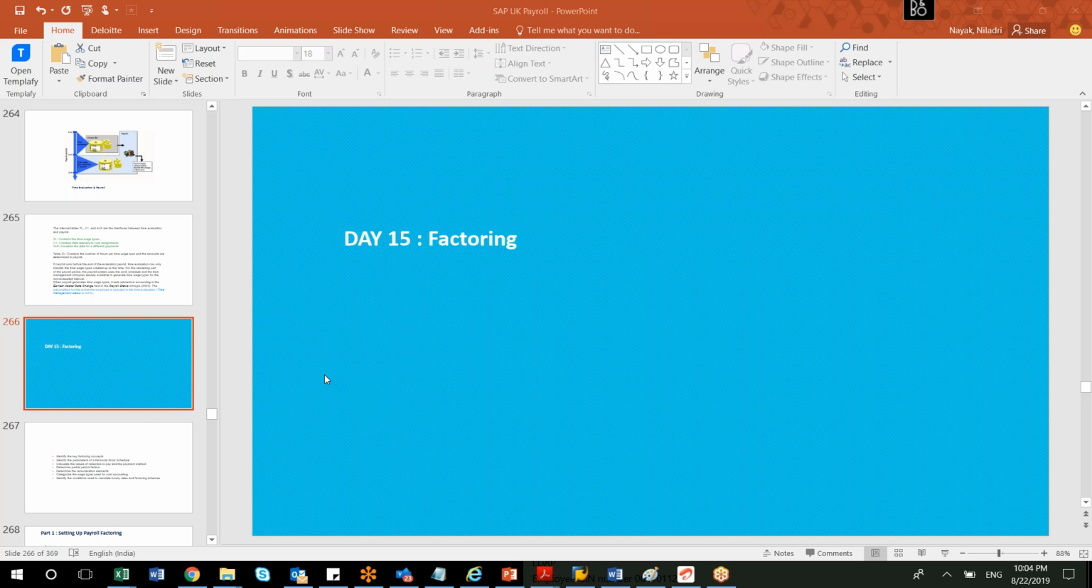Another three sessions we are planning. This is day 15: factoring, cumulation, and retroactive accounting, three to four sessions. After that, I'll be completing those 12 different scenarios, which may take another 2 to 3 sessions. Then we'll be completing this entire training. Whatever doubts you have, you can ping me anytime on WhatsApp; I will be more than happy to solve those. Let me check with him whether he's joining or not. Otherwise, we will continue and share the recording.